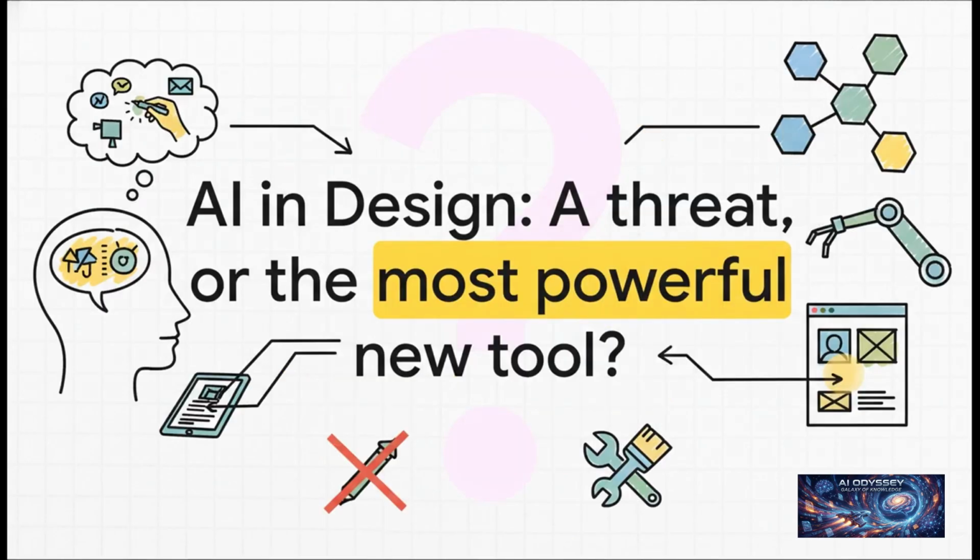And all of this leads us to the big question, the one everyone is asking. With AI that can dream up ideas, design, and analyze this well, what does it mean for the human designer? Is this technology a threat, a replacement, or is it about to become the single most powerful and collaborative tool a creative person has ever had?